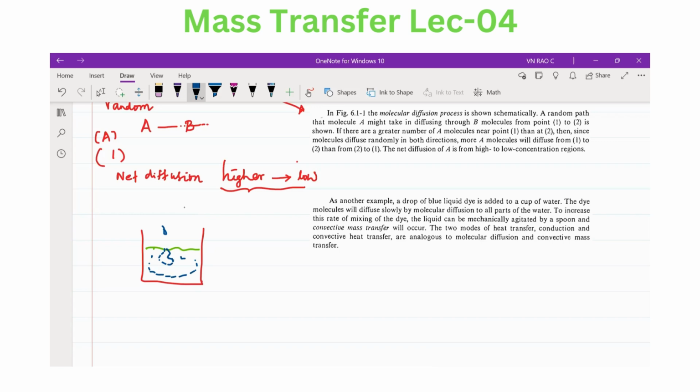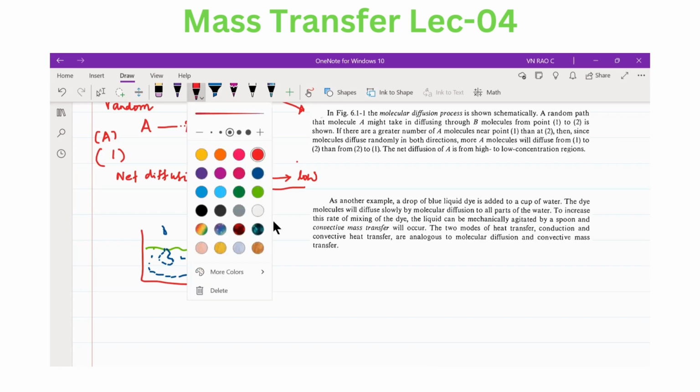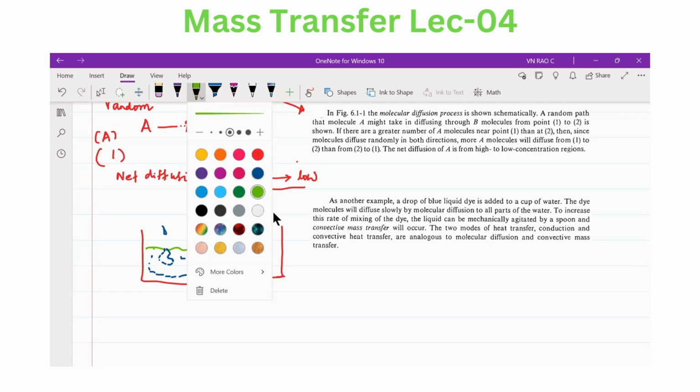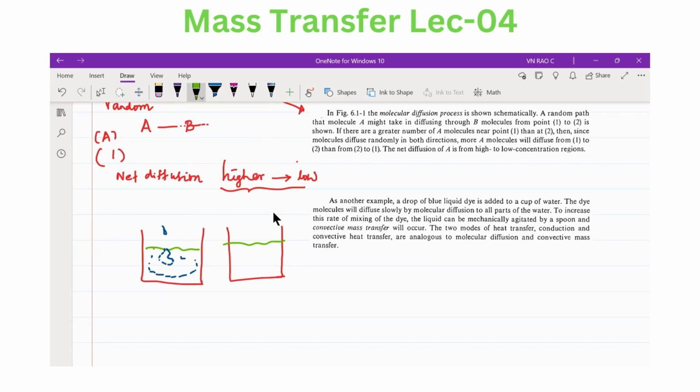But to increase this diffusion process, or the rate of mixing, what should we do? To increase the rate of mixing of the dye, the liquid can be mechanically agitated. Once you drop the small drop of blue dye and it touches the water, if it is mechanically agitated, suppose with a spoon or spatula, then this process is known as convective mass transfer.